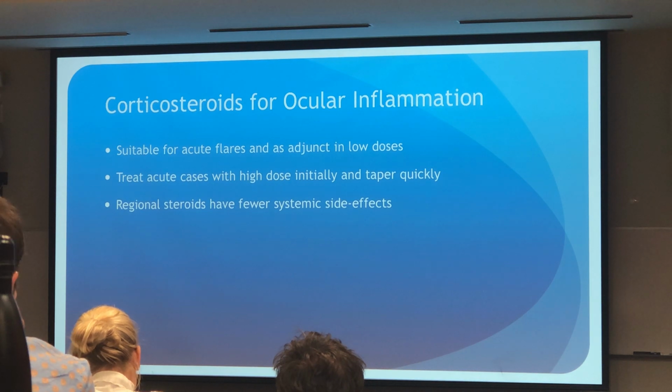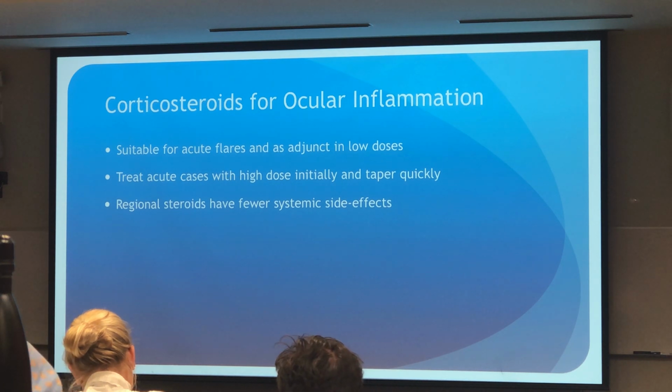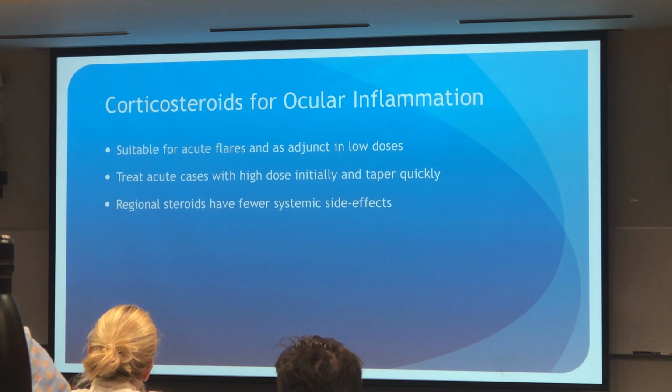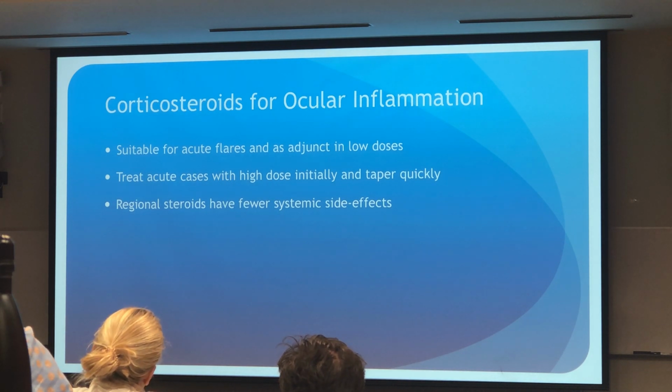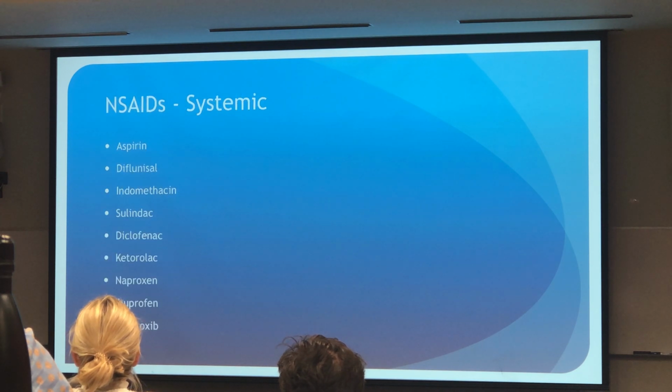So corticosteroids for ocular inflammatory disease are suitable for acute flares, as an adjunct in low doses. In general, that's not how we like to use it, but on a rare occasion we may have to. And you treat acute cases with high dose initially, and then try to taper off as quickly as possible. And regional steroids, fortunately, when given this way, may have less systemic side effect compared to the systemic steroids.